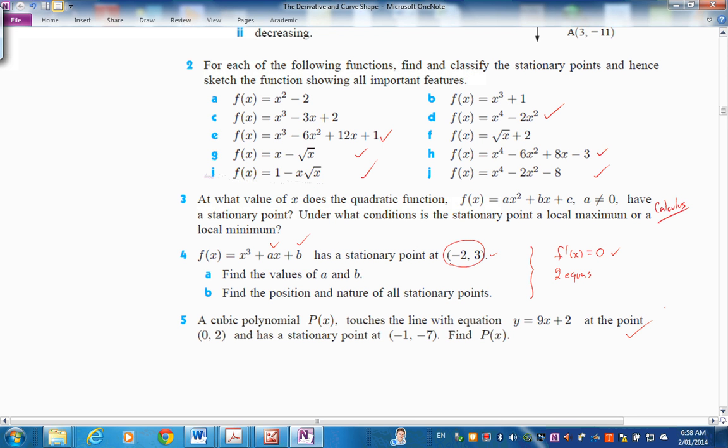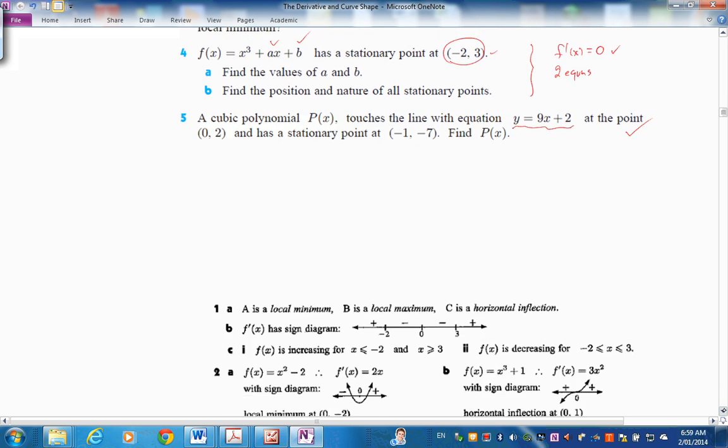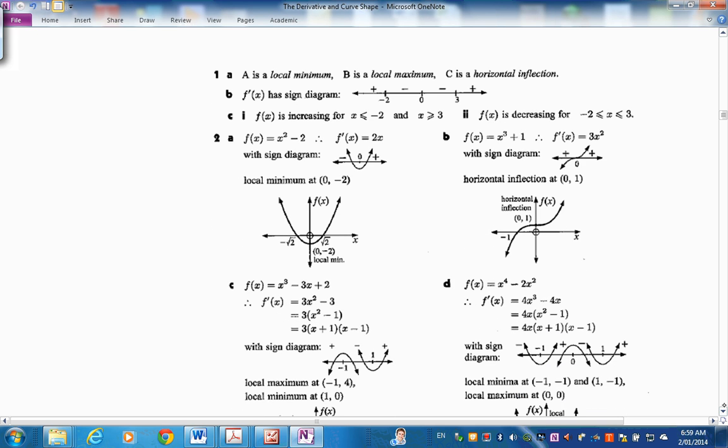Okay, what about this one here? A cubic polynomial touches the line with this equation. That's a tangent then, isn't it? If you can find the slope of that line, you'll have the slope of the tangent. Maybe you'll be able to create some equations there. See what you think. That's a pretty hard problem, that one. So have a go, and let's go on to the solutions to those 5 problems. These are from Hayes and Harris again.